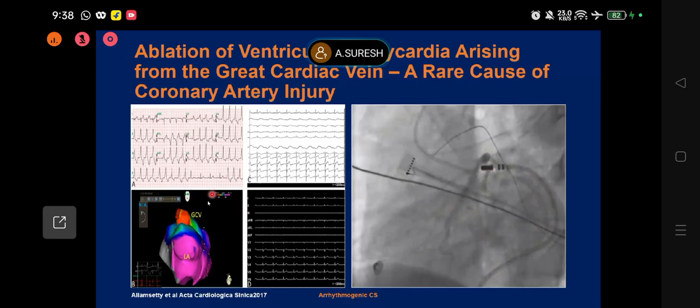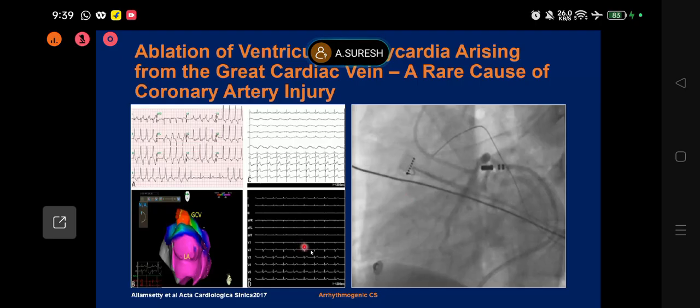During the ablation, the VPC terminated, but there was ST elevation in leads V1, V2, V3, and 1 and AVL, which means that the LAD was being affected. Generally, when we do ablation in the coronary sinus, the power we use is 20 watts and the flow rate is 17 ml per minute. We increased the flow rate to 25 ml per minute. By that the injury was less, the patient's ST elevation disappeared, and he didn't have any pain.